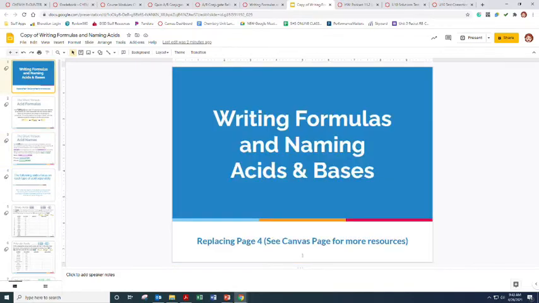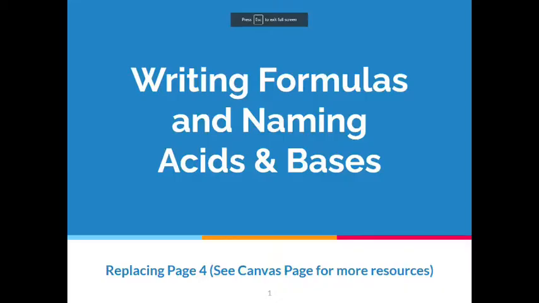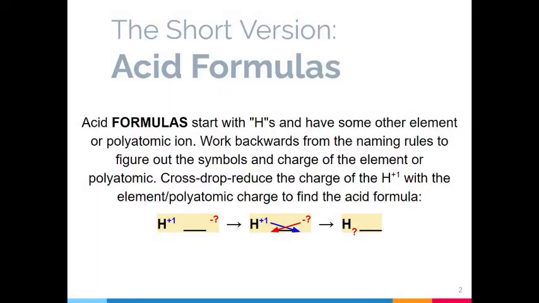So for these first few slides I am going to present. We're talking about writing and naming acids and bases. I have a short little synopsis of acid formulas and names, and then we'll dig into each of the special types. So the short version of how to write an acid formula is they always start with H, and then there's some other element or polyatomic ion that follows it.